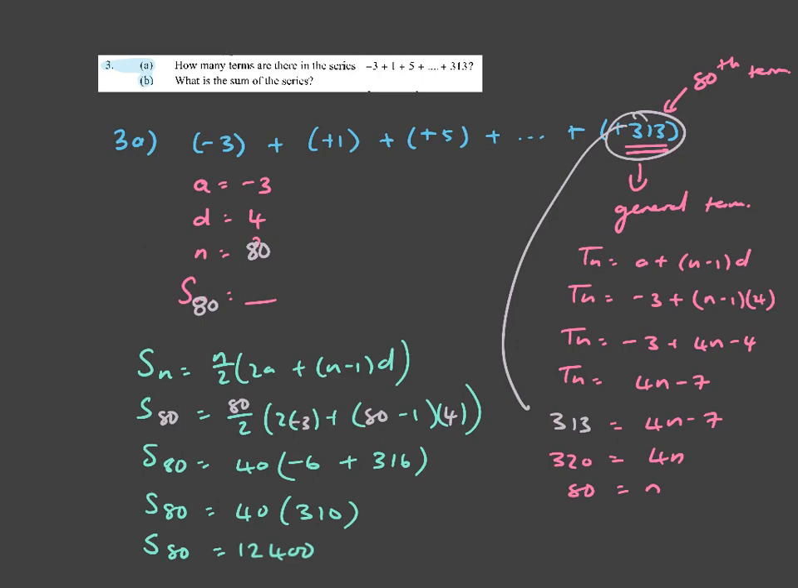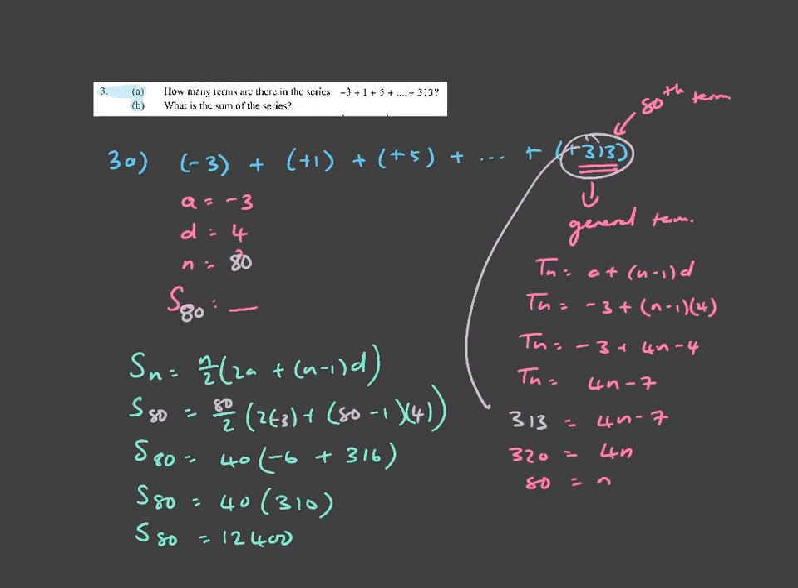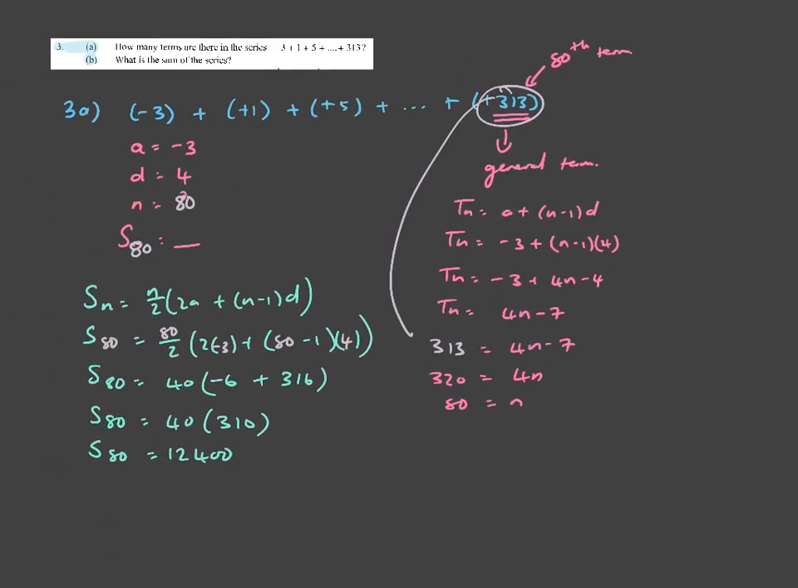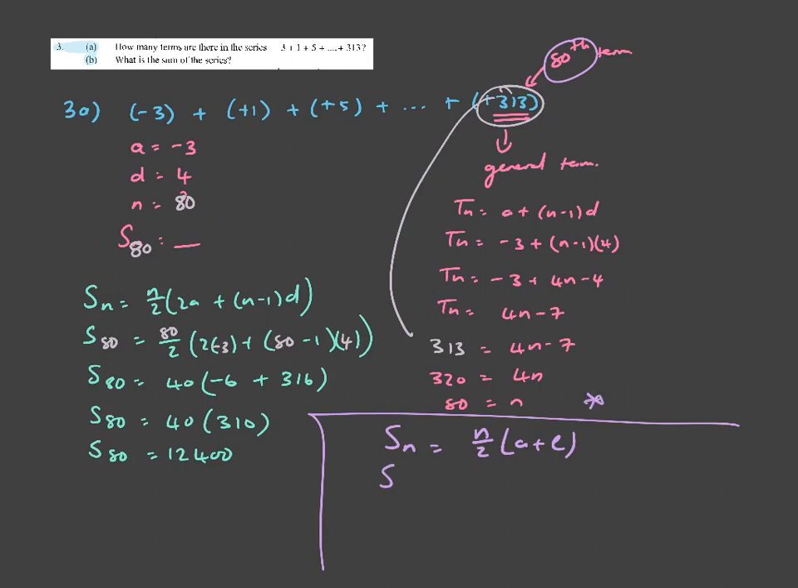Okay, you could have also used the other formula, the one that's not on the formula sheet. I'm going to do it here at the bottom. If I use the formula Sn is equal to n over 2 times a plus l, in this case I have the value of the first term, so it's actually quite easy. We still need to know that this is the 80th term, so we still need to do this whole step to find n.